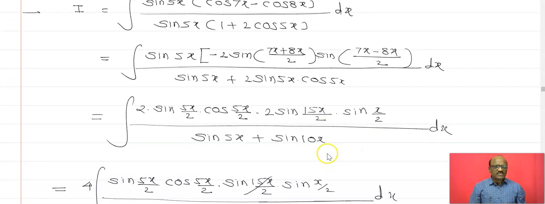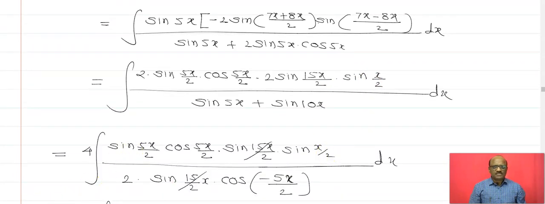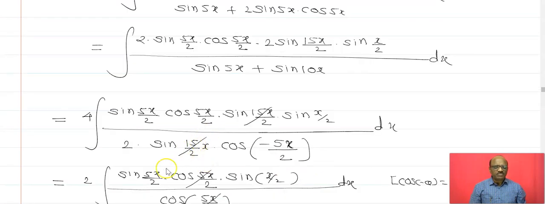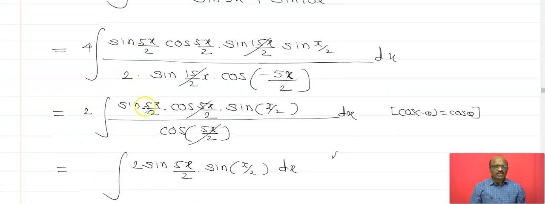Now if you see this bracket, that is a, and to the denominator, here is sin a plus sin b, that is you will get 2 sin of (a plus b)/2, that is (5x plus 10x), which is 15x upon 2, into cos of (a minus b)/2, (5x minus 10x), that is minus 5x upon 2. Now in this case, sin of 15x upon 2 and sin of 15x upon 2 get cancelled. Here is 4 upon 2, then you will get 2 sin of 5x upon 2. This is the first one.